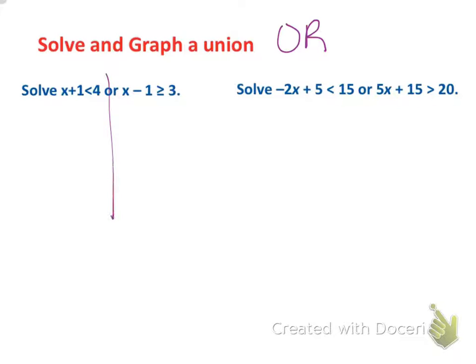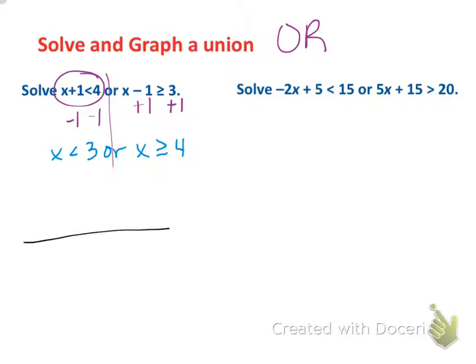So let's solve this one on the left first. We need to subtract 1 from both sides. That gives us x is less than 3. Or I need to add 1 to both sides. So I get x is greater than or equal to 4. All right, so let's go ahead and graph that.